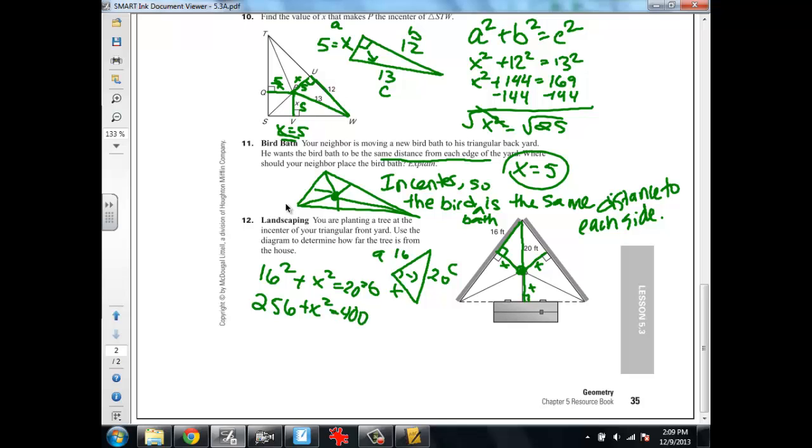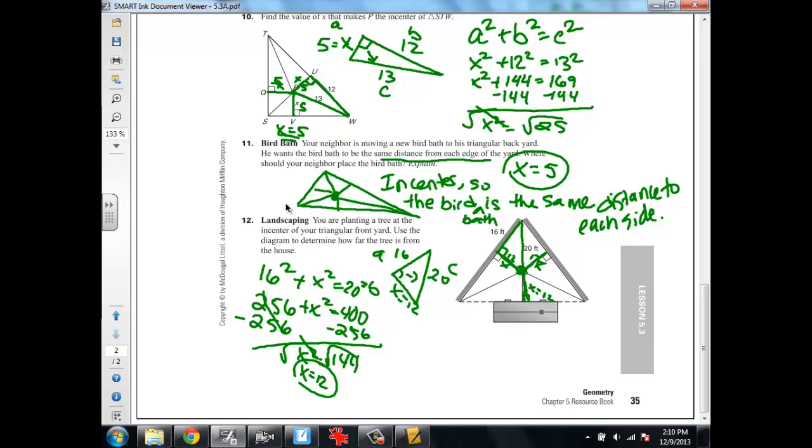256 plus X squared equals 400. Solve it. The opposite of squaring it is taking the square root. So X equals 12. Put it back in your picture. This was 12. So this was the same part that was 12. And this distance is the same, and this distance is also the same.